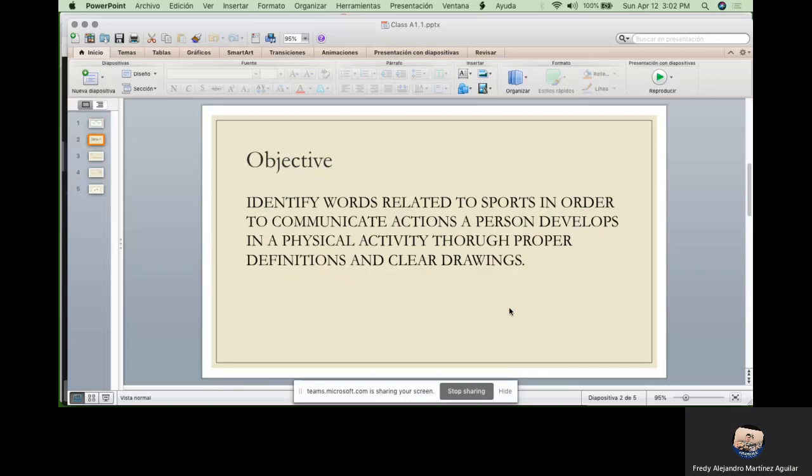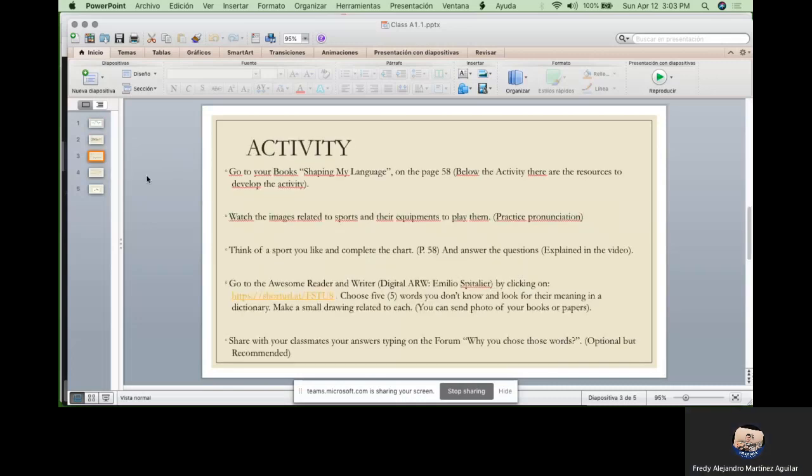What do I mean? We are going to know about different concepts, different words about sports in order to communicate ideas in topics about your proper definitions that you can understand about each one of them. Good? Now, the activity is going to be what? It's important to know that below the activity are going to be all the resources. I mean, the book, the specific part of Shaping My Language, that is our book, and the audio files, the images, and the Awesome Reader and Writer if you need.